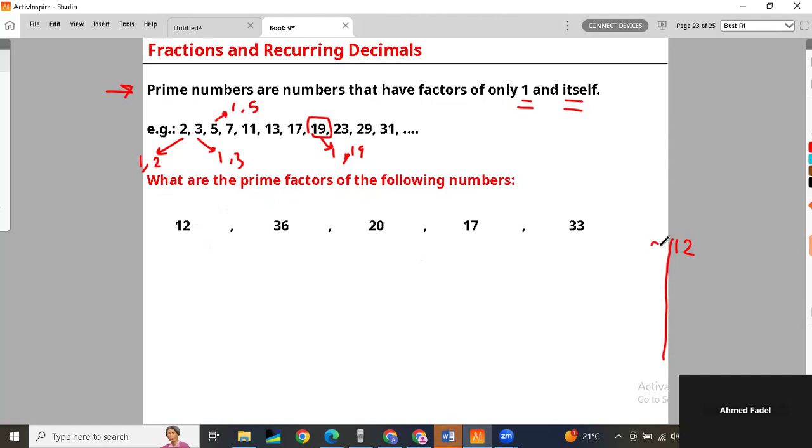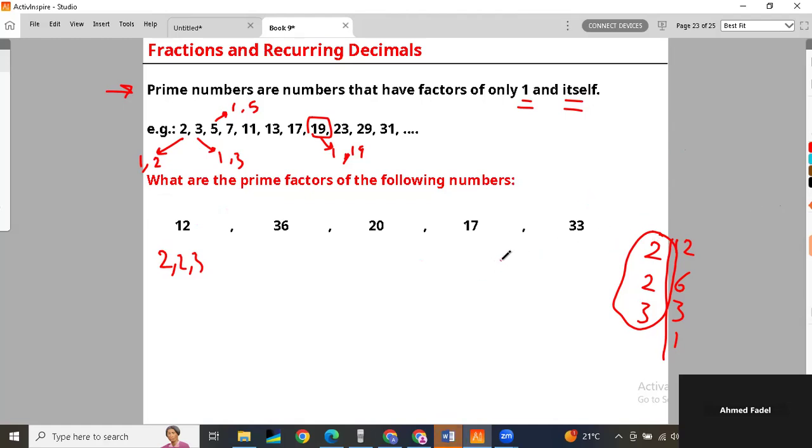Yes, you can say 12 divided by 2, which is 6, divided by 2, which is 3, divided by 3, which is 1. So what are the prime factors of 12? 2, 2, and 3. These are the prime factors of 12. 2, 2, 3. What about 36?